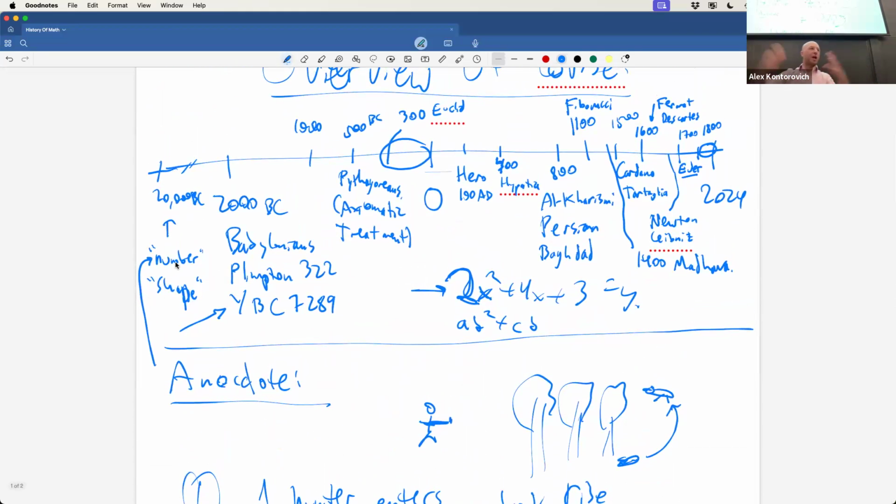Shape and number. By shape, I mean, and we're going to get to shape very, very soon. In fact, the very first chapter is about shape and quadrature and understanding what that is. We're going to get to that. Maybe not today, but at least this week.